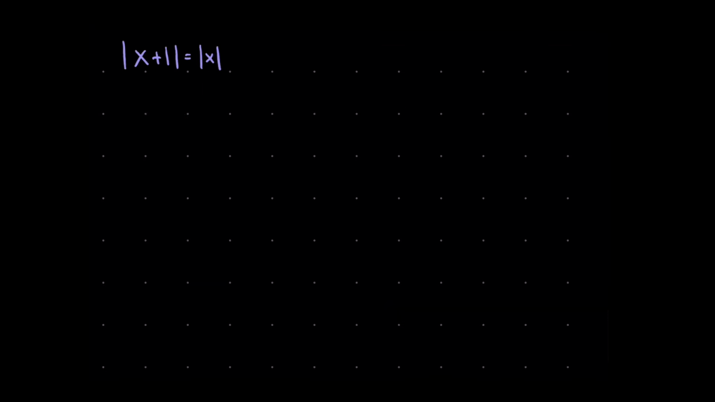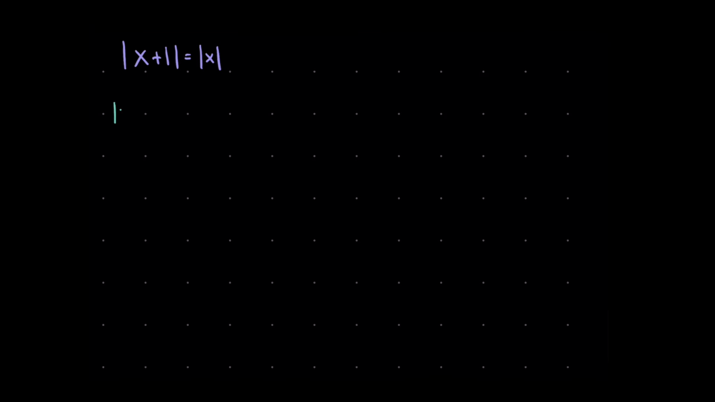All right, let's move on to a slightly harder question. We're asked to find x if the absolute value of x plus 1 is equal to the absolute value of x. In this case, we have x in two separate absolute values, so we're going to need to do two separate sets of two cases.